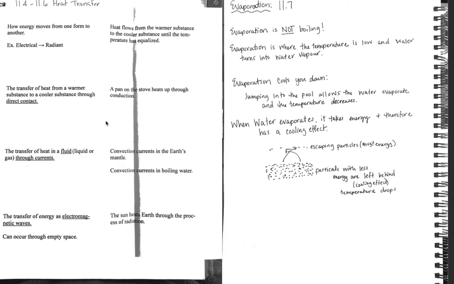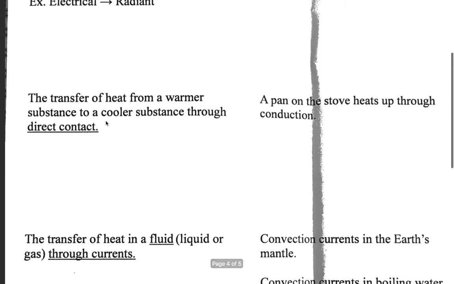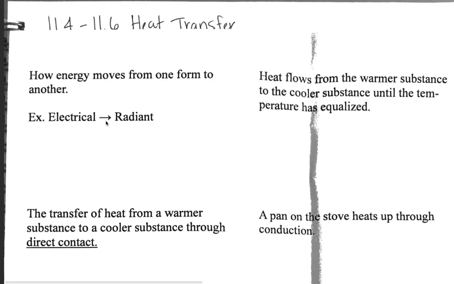So I'm going to go over here and zoom in. Alright, so here we go, heat transfer. This just explains how heat transfers. Energy and heat transferring are all the same thing, because energy is heat, heat is energy. So it's how energy moves from one form to another. Heat flows from a warmer substance to a cooler one until the temperature is equalized.